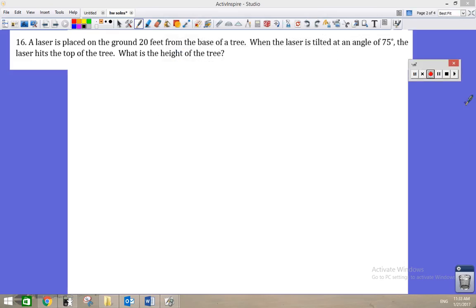All right, let's take a look at these application problems. A laser is placed on the ground 20 feet from the base of a tree. When the laser is tilted at an angle of 75 degrees, the laser hits the top of the tree. What is the height of the tree?